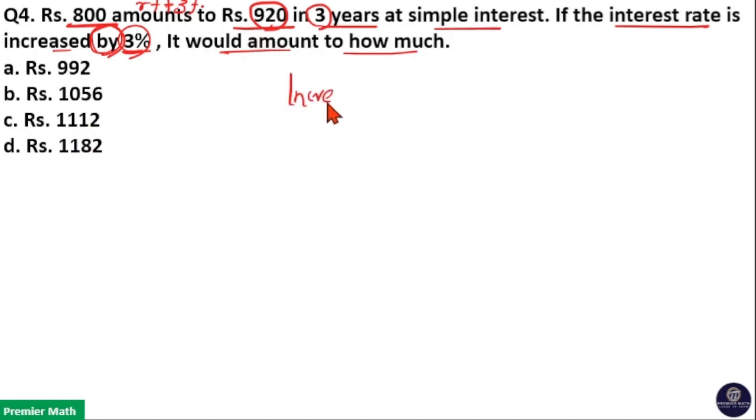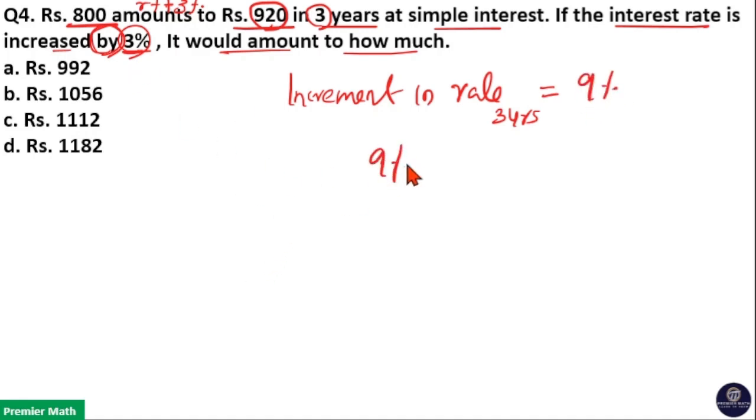Here the increment in rate for 3 years is equal to 3 into 3, 9%. And this 9% is for this 800 rupees, that is the principal. Now 00 and percentage get cancelled. 9 into 8 is equal to 72 rupees. So this 72 rupees is the new interest added because of this 3% rate increment for 3 years.